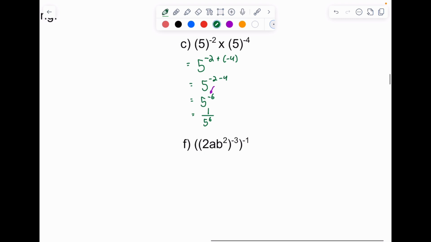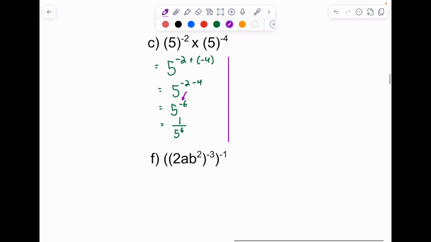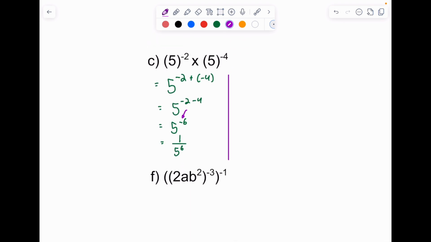Just to show you, we could have also done this a different way, okay? There's multiple ways to go about using your exponent laws. Notice how here I used the multiplication rule first, which is why I added my exponents. You could have also approached this by dealing with the negative exponent first. You could have said, oh, I see a negative exponent, I'm going to deal with that. So that 5 to the negative 2 would have been 1 over 5 squared. And then multiplying 1 over 5 to the 4th.